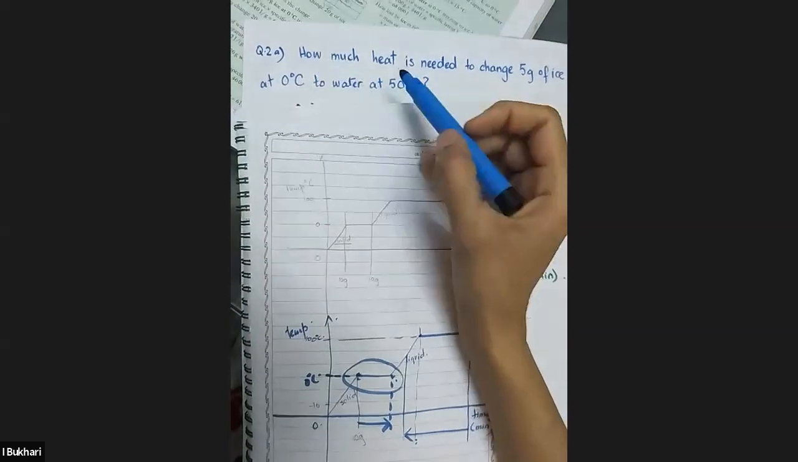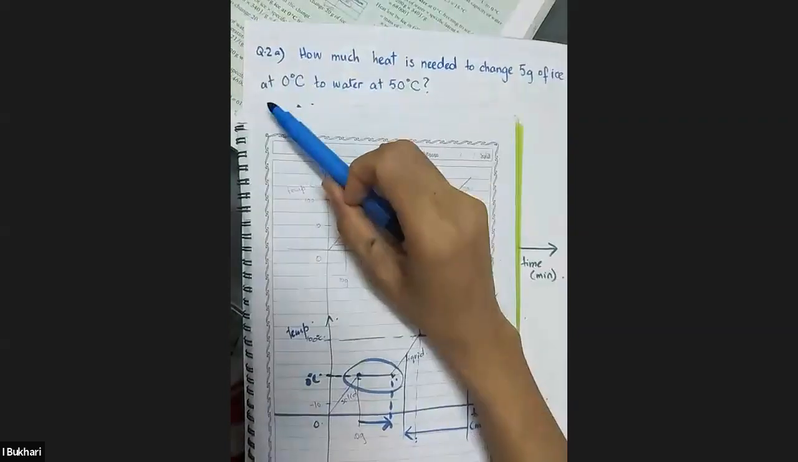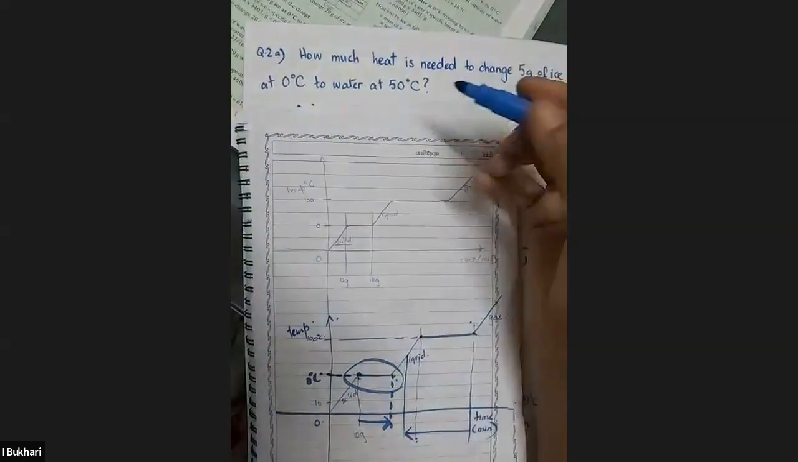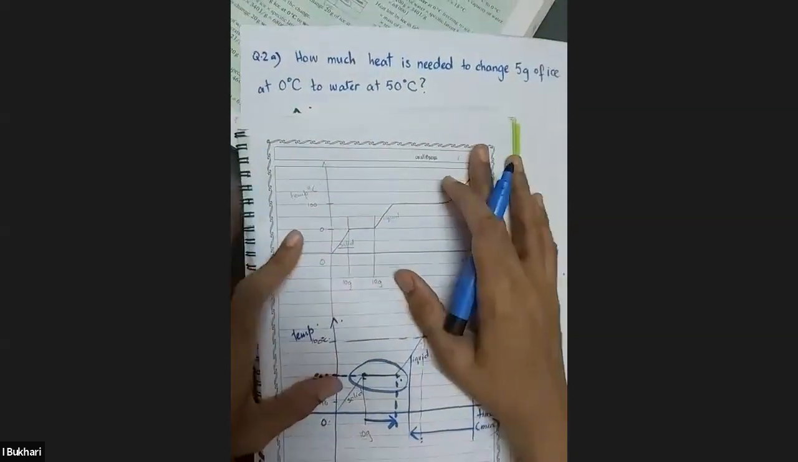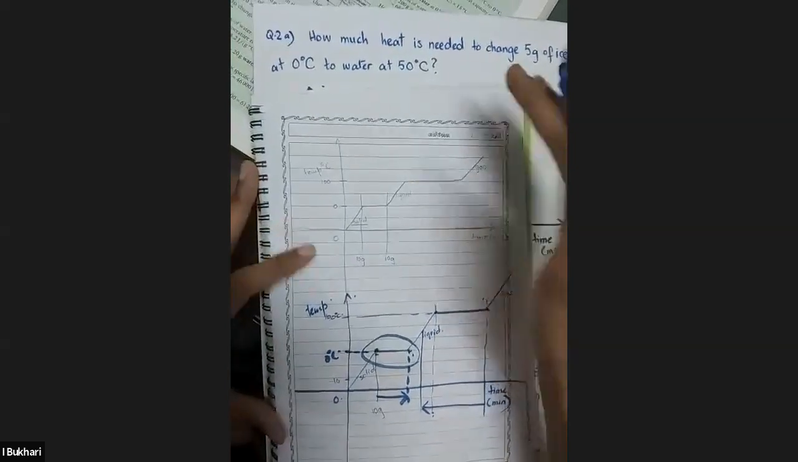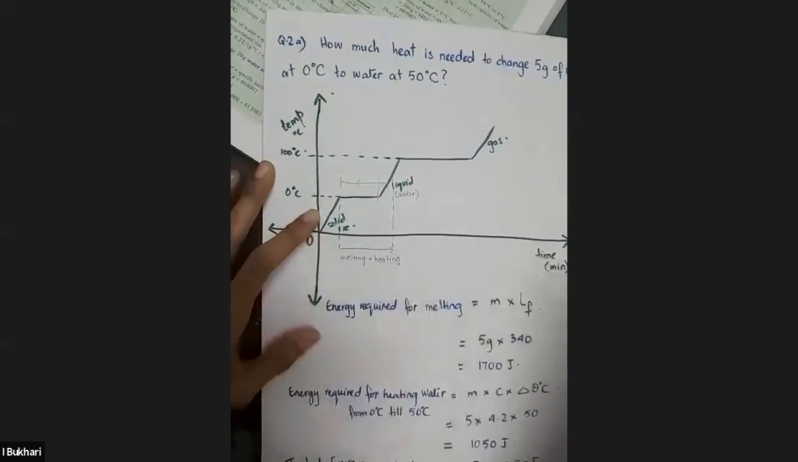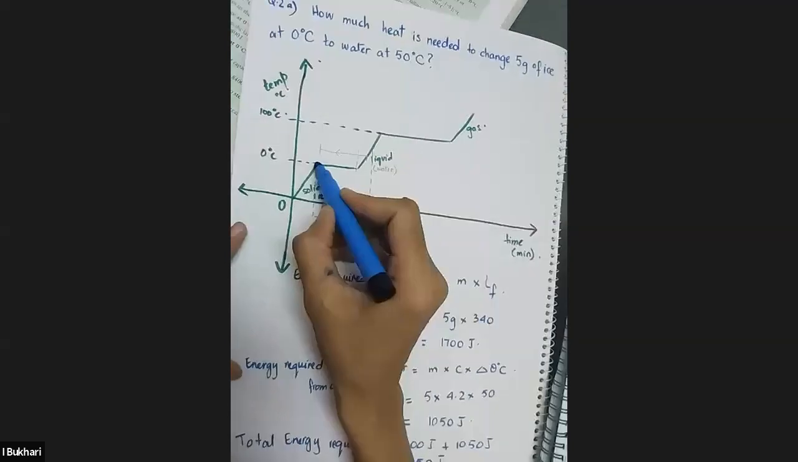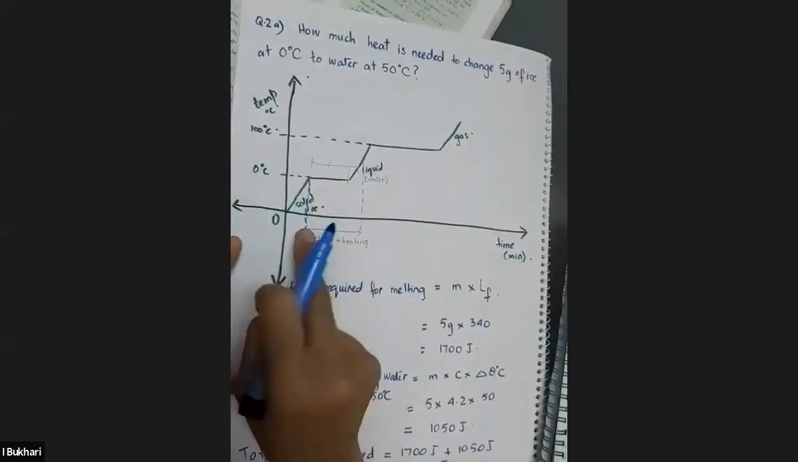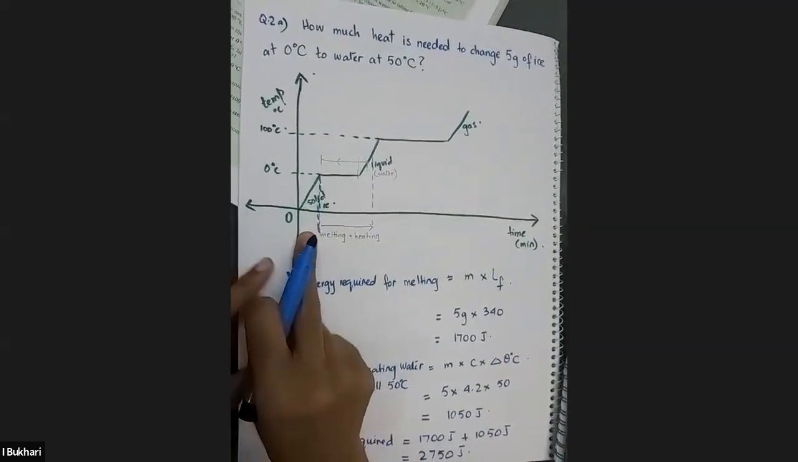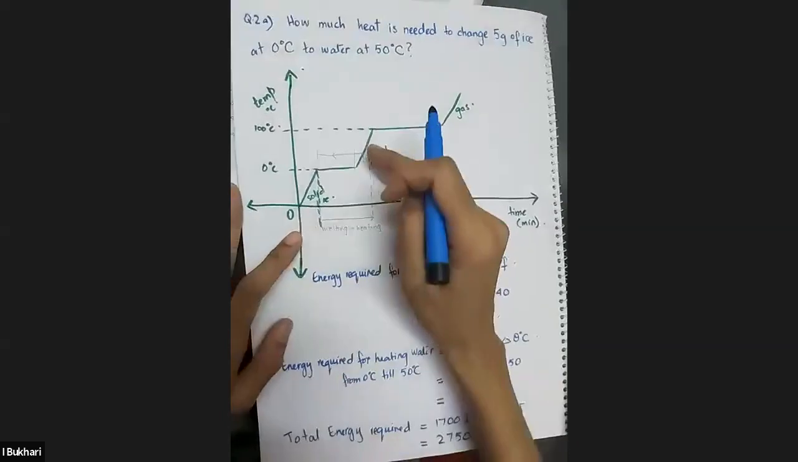Okay, how much heat is needed to change 5 grams of ice at 0 degrees Celsius to water at 50 degrees Celsius? Now, again, my heating curve, okay? I will try to understand what's happening. So 5 grams of ice is here at 0 degrees Celsius, okay, to water at 50 degrees Celsius.